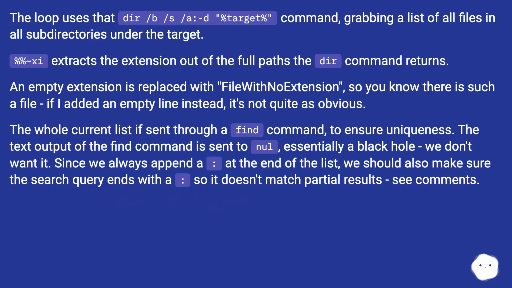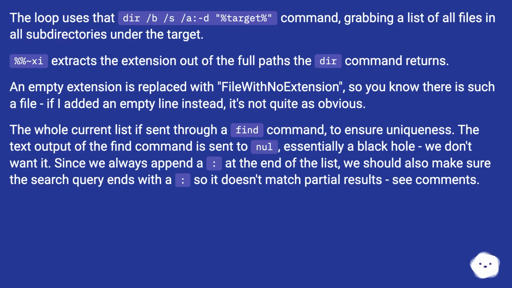The loop uses the dir /b /s command, grabbing a list of all files in all subdirectories under the target. %~x extracts the extension out of the full paths the dir command returns. An empty extension is replaced with "file with no extension", so you know there is such a file. If I added an empty line instead, it's not quite as obvious.